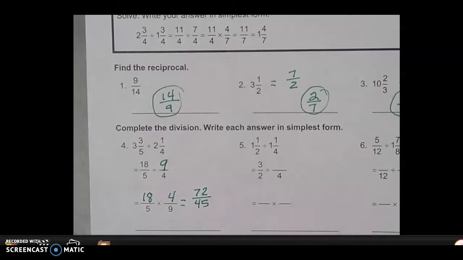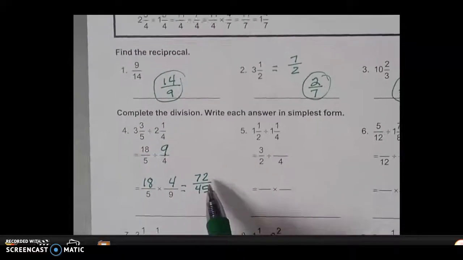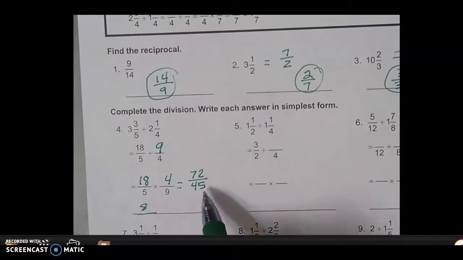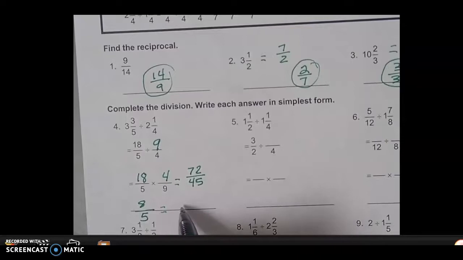I'm going to simplify it first because they have a GCF of 9. So I can divide 72 by 9, which will give me 8. Divide 45 by 9, which gives me 5. So I have 8 over 5, which will now be rewritten as 1 3/5. Final answer.